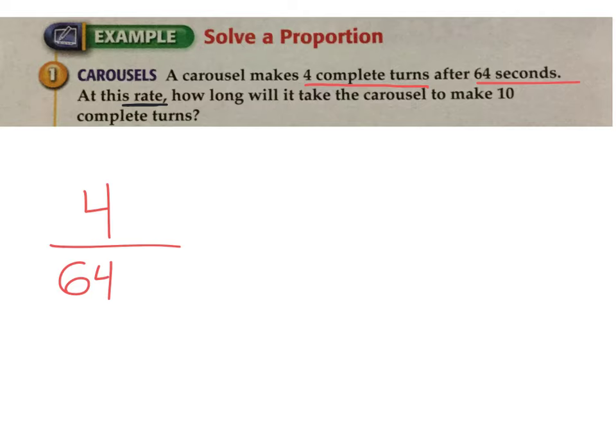Now, what do I need to make sure I put? My units. It's going to help you so much, I promise, if you'll write those units down. So what is the number 4 representing? It's the number of turns that the carousel makes. So I'm going to put 4 turns over what 64 represents, the number of seconds.